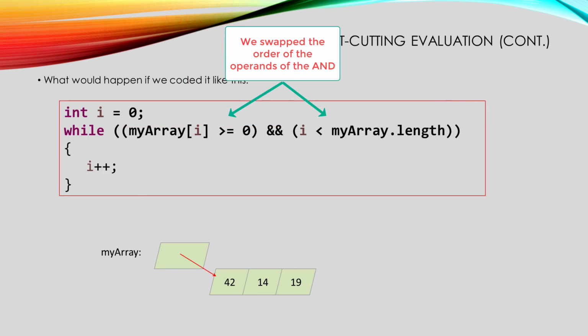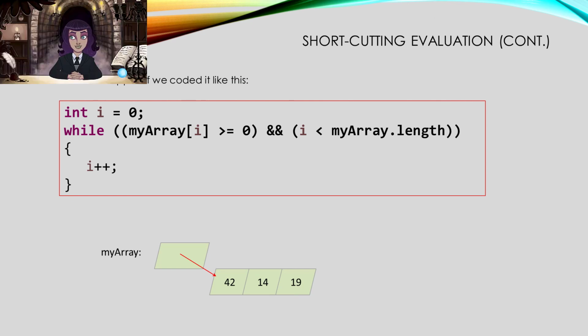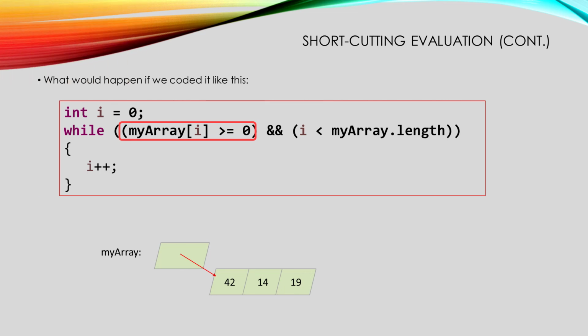Just to be sure that we see why those details matter, let's think about what would happen if we reversed the order of the operands of the AND. Let's see what that does to Zumi's example. In this case, when i becomes 3, since the machine evaluates the left-hand operand of the AND first, it will try to index the array by 3, and will still get that array index out of bounds exception.